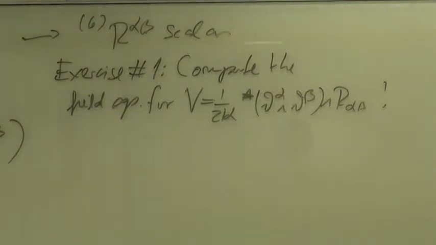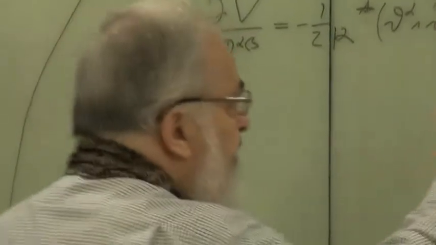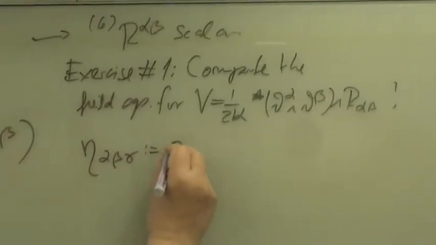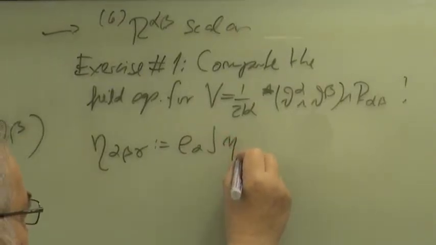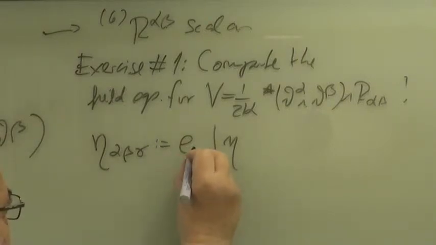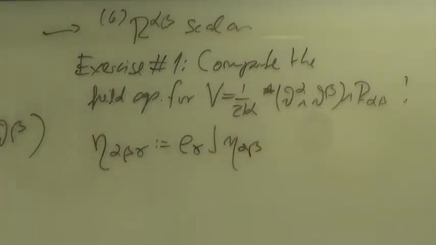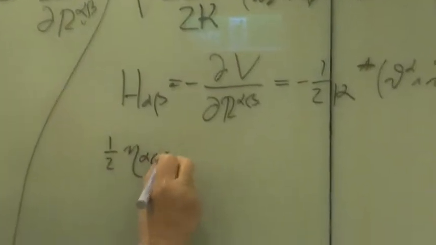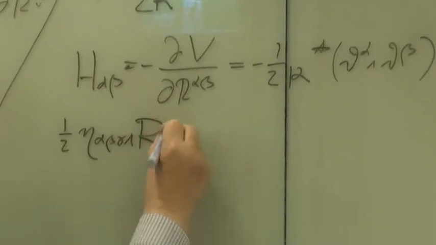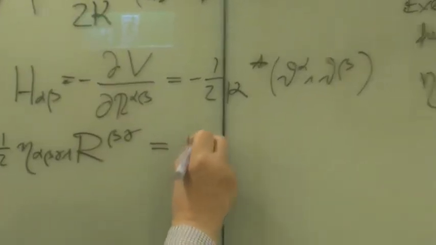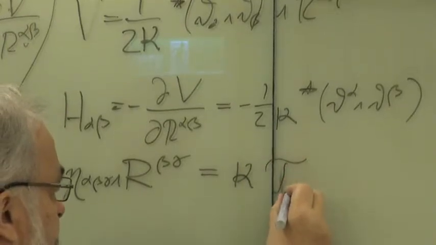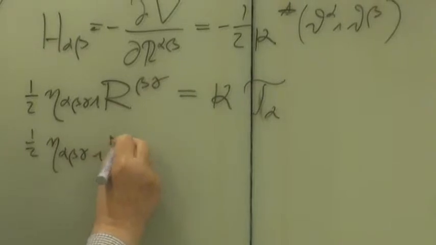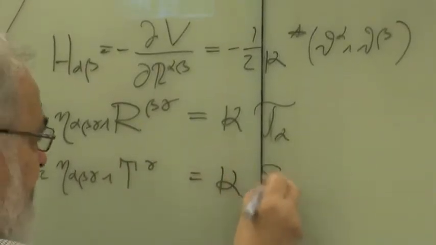And the output is very simple. We have already defined, but let me remind you, eta alpha beta gamma is by definition e alpha wedge e gamma wedge eta alpha beta. So this is the one-form, and we find the field equation: 1/2 eta alpha beta gamma wedge R beta gamma is equal to kappa times the energy-momentum, and 1/2 eta alpha beta gamma wedge torsion gamma is equal to kappa times S alpha beta.